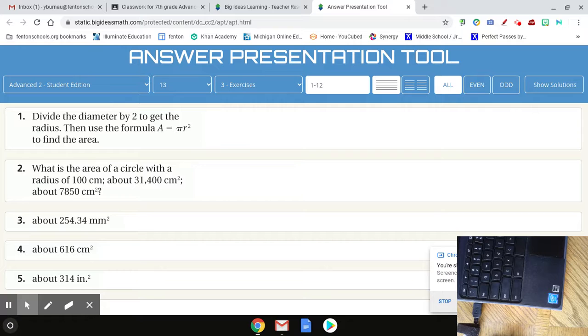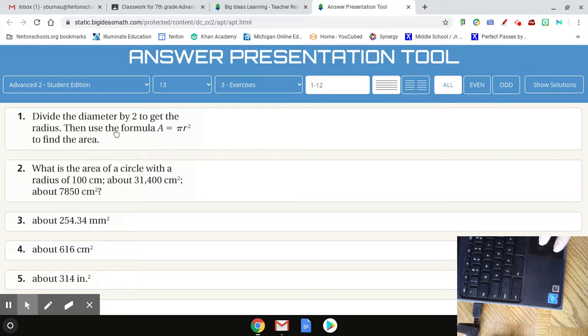So we're looking at now section 13.3 in your textbooks. You were to do practice for finding the area of a circle. It was on page 568, 1 through 12. So I just want to go over the answers with you now.